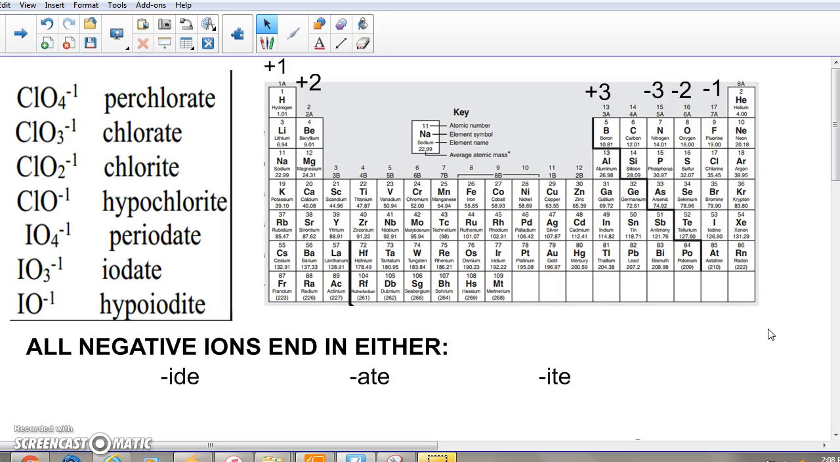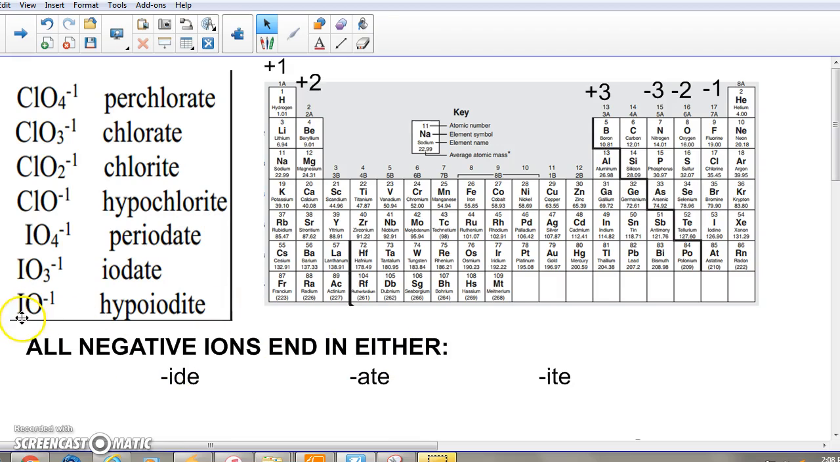Every negative ion always ends in one of those three things, so if you ever get a negative ion on an ion quiz, you had better put one of those three endings. So how do we determine which of these three it is? Well, you'll notice that each of these has ITE or ATE as their ending, and none of the IDEs.